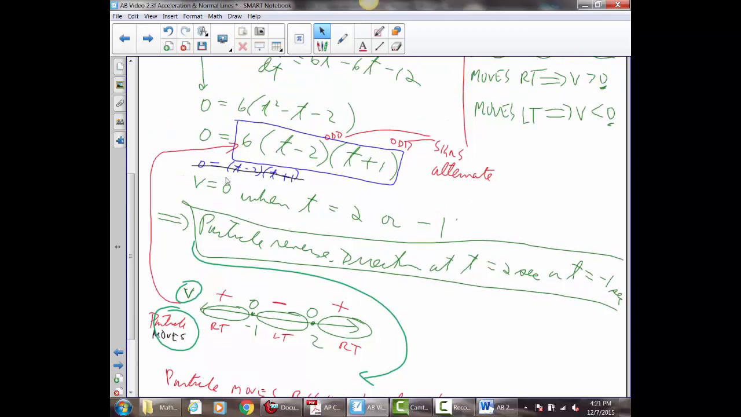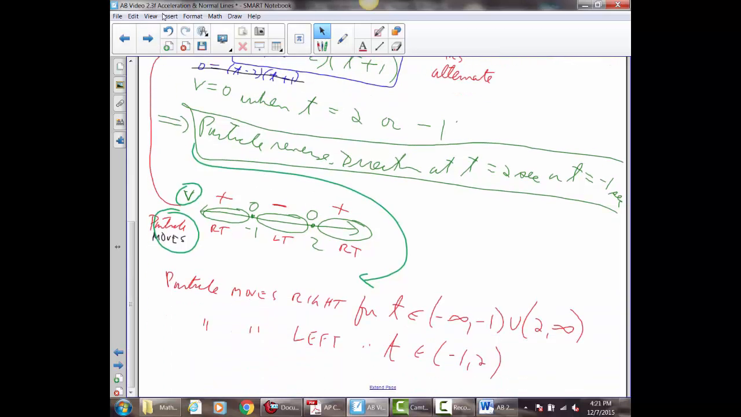I want to talk a little bit about this blue and why I crossed it out. If you were just solving an equation, you could absolutely just say, let me just divide both sides by 6, and I'll get 0 equals t minus 2 times t plus 1. However, because we're looking to see what sign this has, if this had been a negative 6, that would change all these signs to their opposites. So be careful. Don't divide through by a constant like that. That's not going to serve you well.